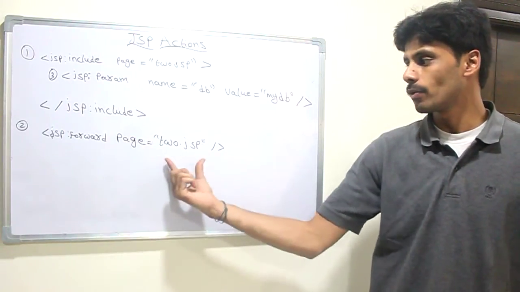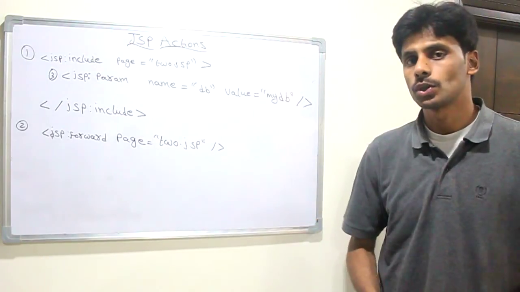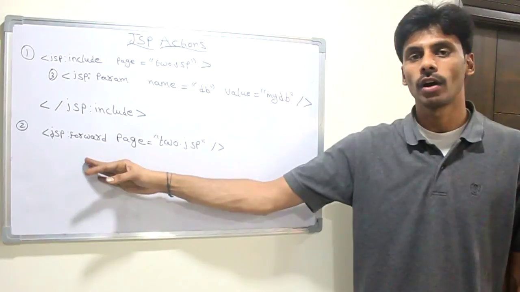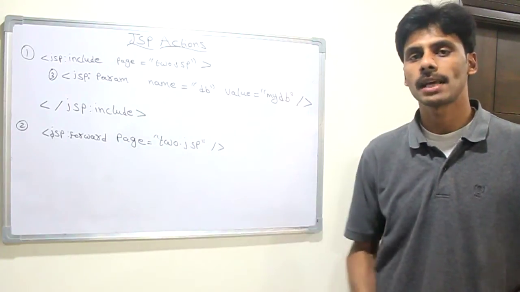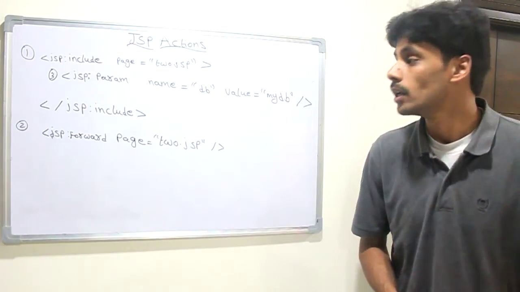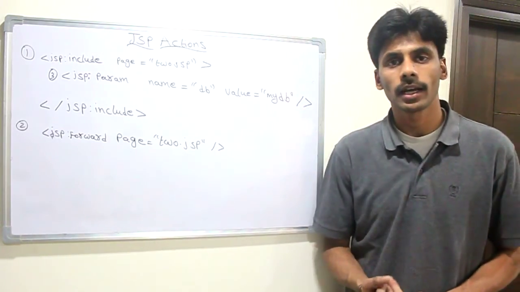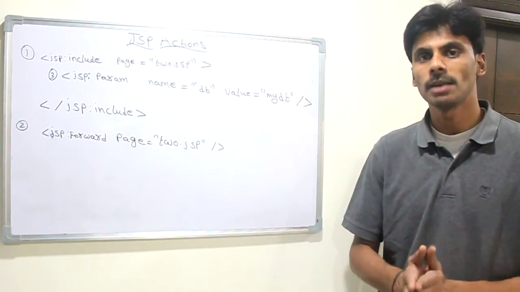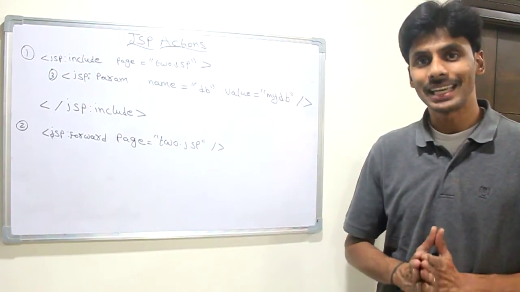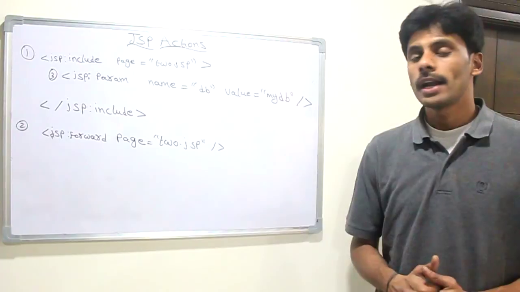Page is the attribute where you specify the page that should be included or forwarded to. Even you can use JSP param with forward as well. So you can pass a parameter from one JSP to another while you are forwarding it. So from this you have learned three important action elements that are inbuilt that every JSP container comes with. You can use JSP include, forward and param.